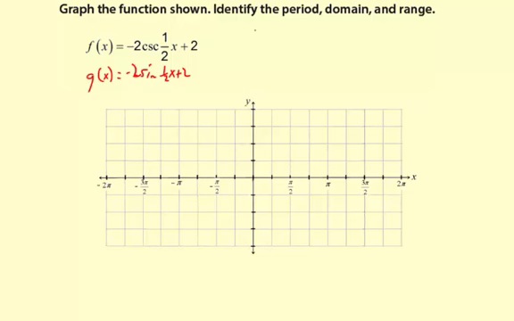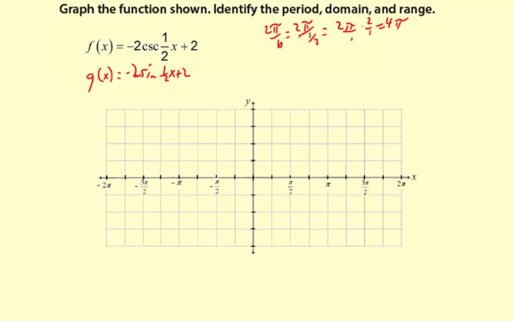So we'll start off by finding the period of the function. Period is 2 pi over b, which is 2 pi over 1/2, which is 2 pi times 2 over 1, 4 pi. Okay, so one period of the function is 4 pi.